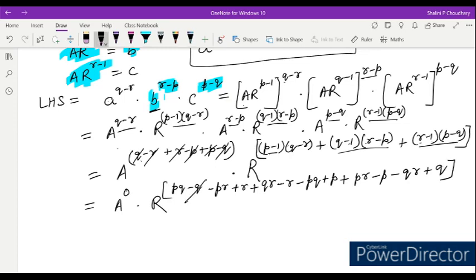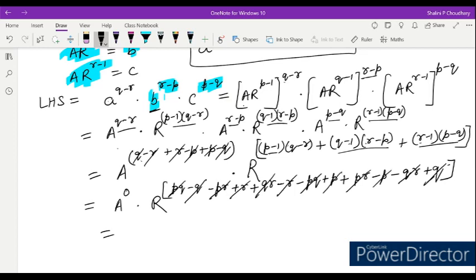Now minus q plus q, minus qr plus qr, plus r minus r, minus pq plus pq, minus pr plus pr cancel. Now plus p minus p, everything got cancelled.